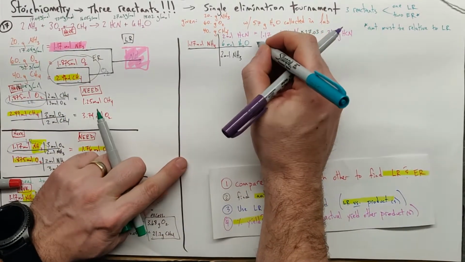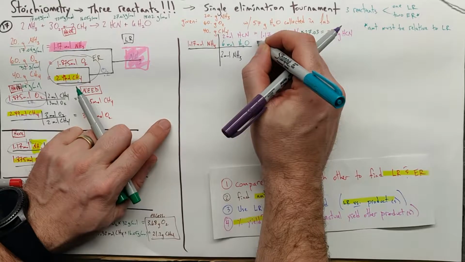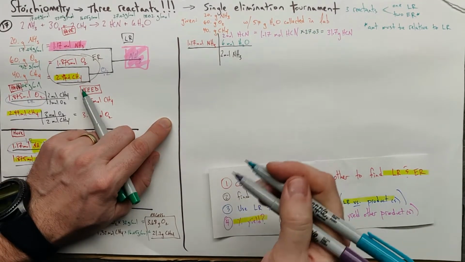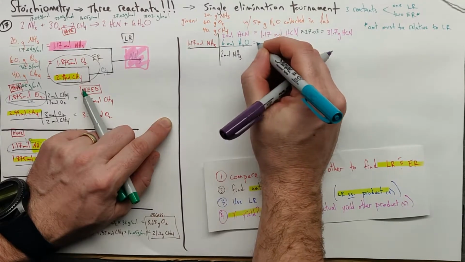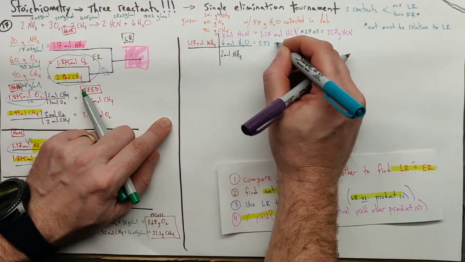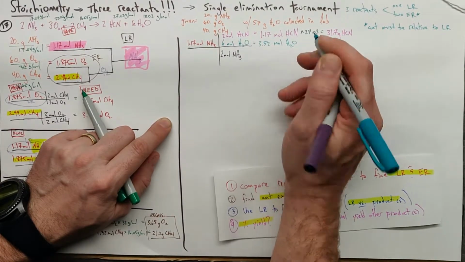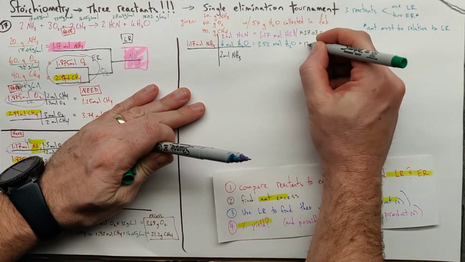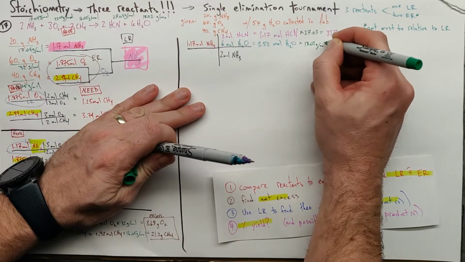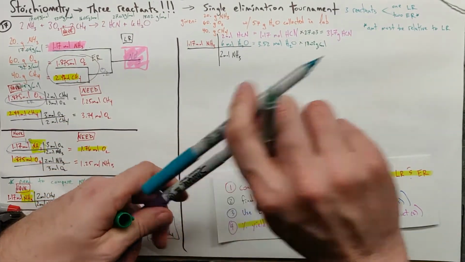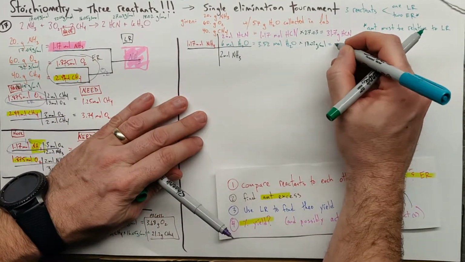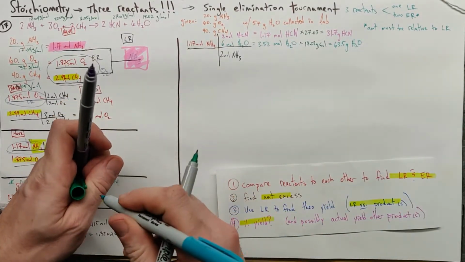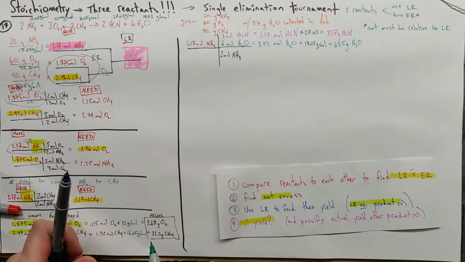For the 6 moles of H2O, this gives us 3.52 moles. And when we multiply that by the molar mass of 18.02 grams per mole, we end up with 63.5 grams of H2O. And those numbers there are a theoretical yield.